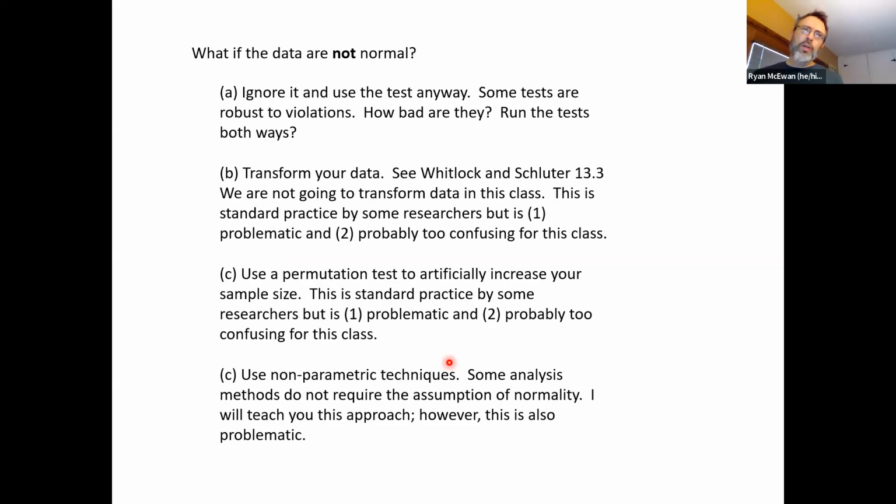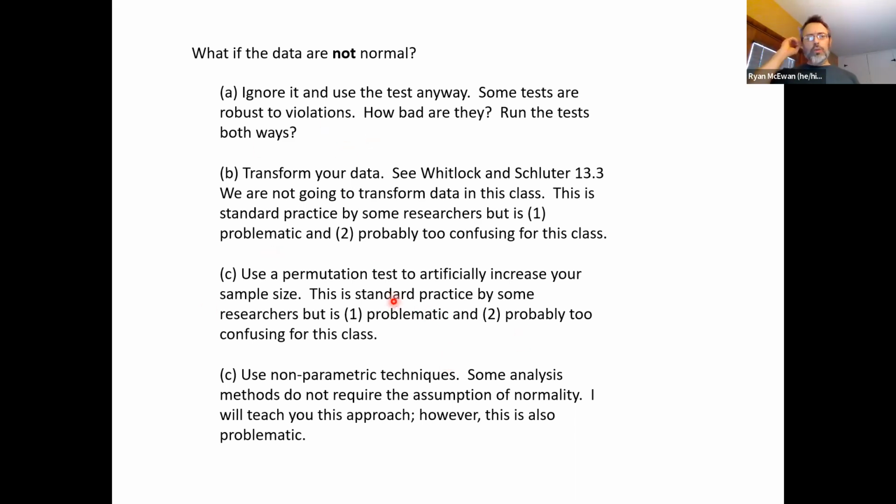This is something you can do where you resample and resample and resample. It's becoming more and more popular to do permutation tests. Again, there are problems here, and it's too confusing for the class. We're not going to do permutation tests in this class. It's falsely increasing your sample size, basically, and increasing the power of your test by saying that the data you've collected, I just resample among those. Whether or not this makes sense is highly questionable, I think. Although, again, some people do it all the time, standard practice.